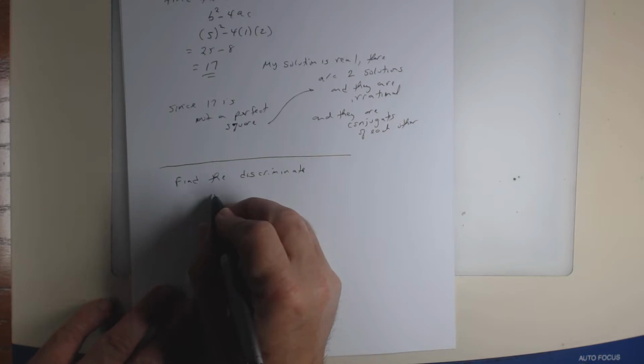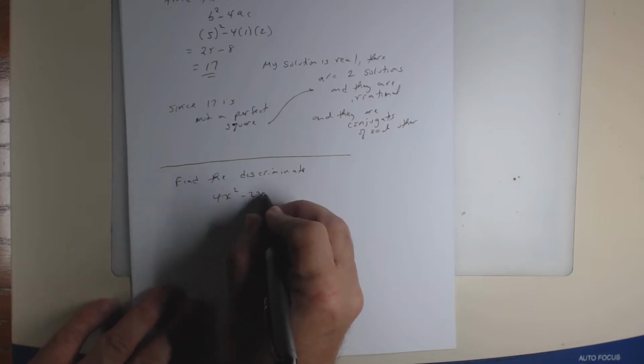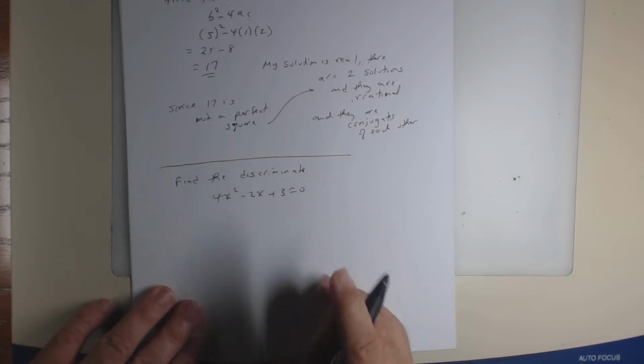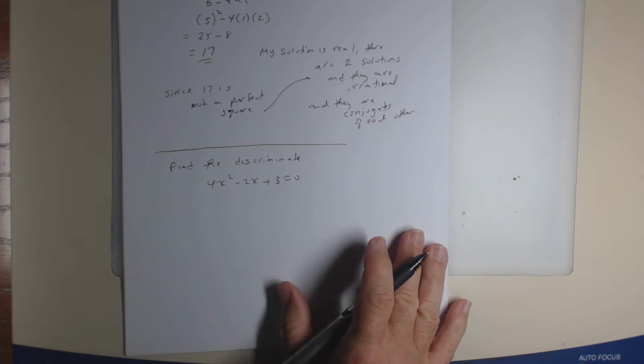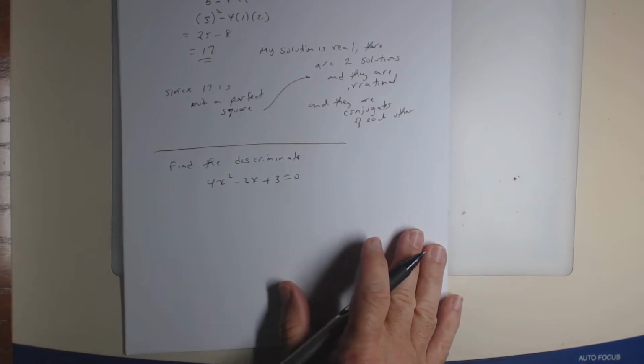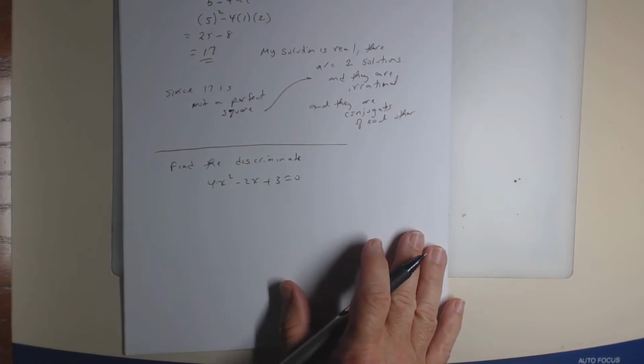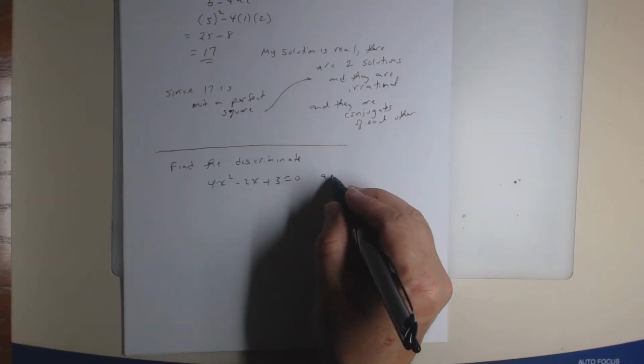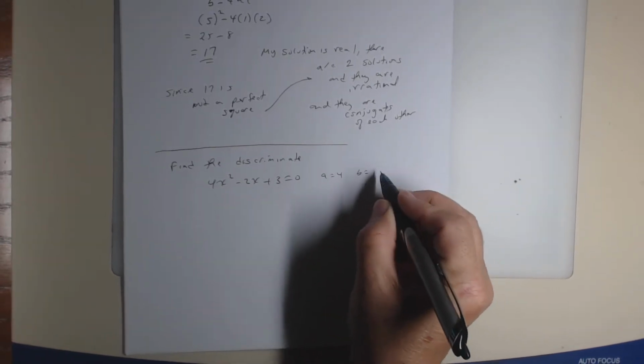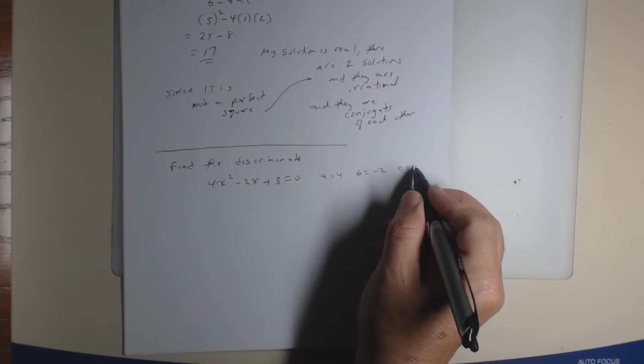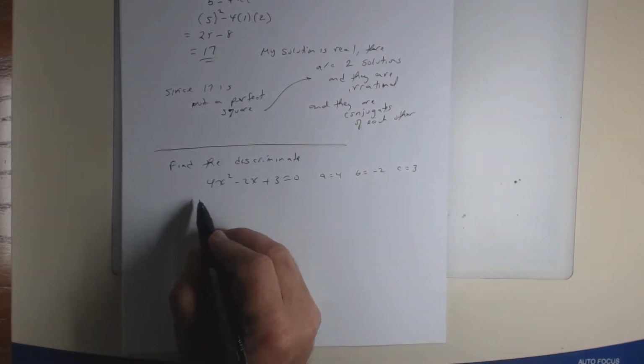Let's suppose we had 4x squared minus 2x plus 3 equals 0. Okay, so find the discriminant. What do I need to write first? A, B, and C. What's A? What's B? What's C? 3. So the discriminant, the formula is b squared minus 4ac.